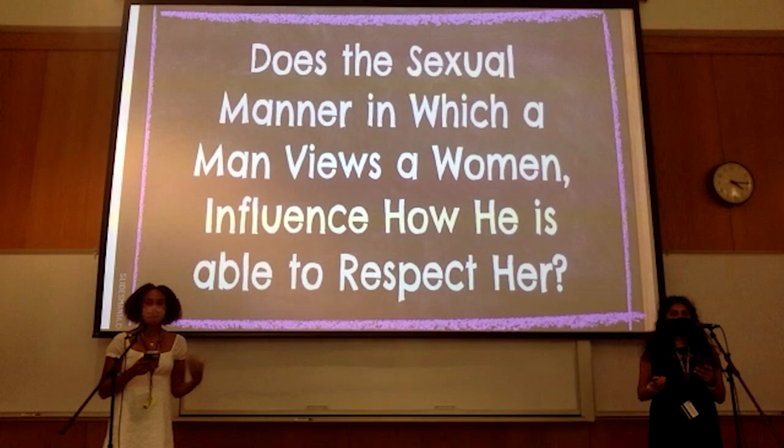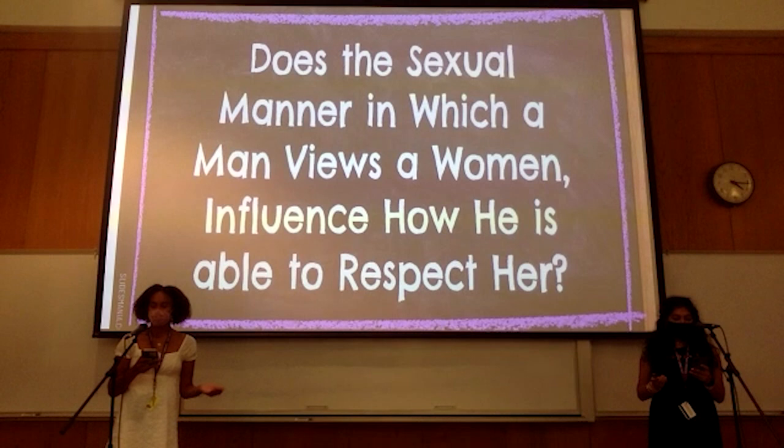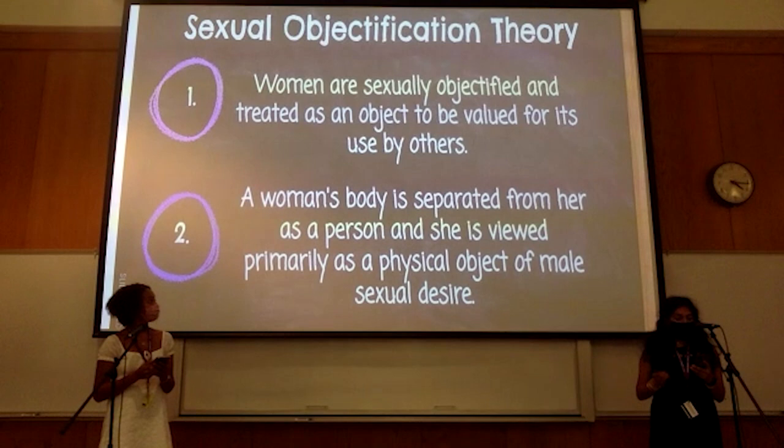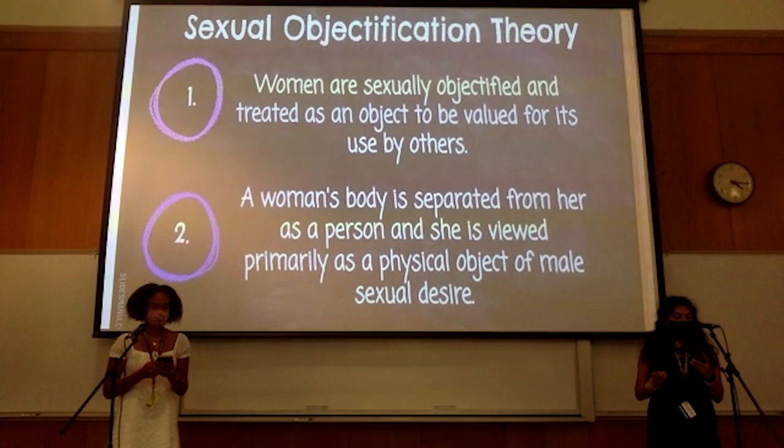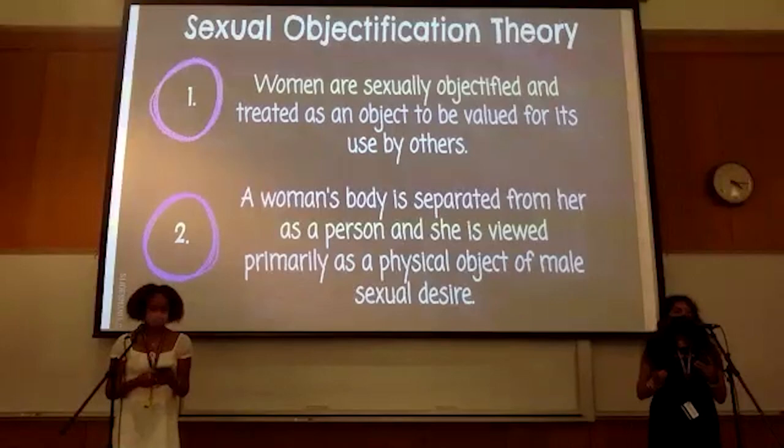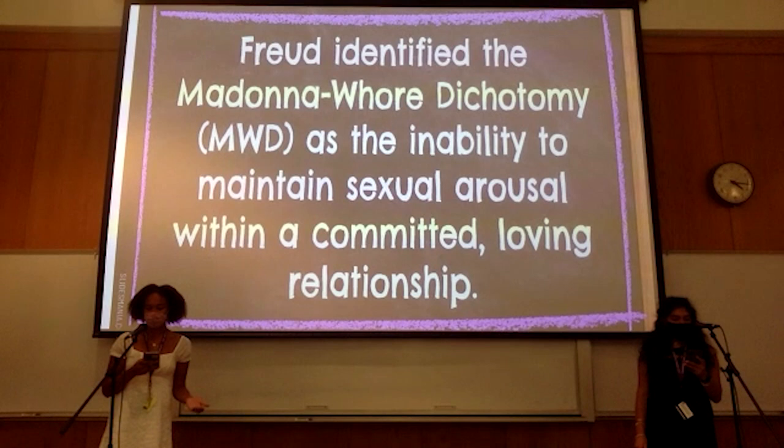Does the sexual manner in which a man views a woman influence how he is able to respect her? So in 1997, Fredrickson and Roberts provided the framework for understanding the sociocultural context that sexually objectifies the female body. In society, many women are sexually objectified and treated as an object valued for its use. Sexual objectification occurs when a woman's body or body parts are singled out and separated from her as a person, and she is viewed primarily as a physical object of male sexual desire. Or to identify a dichotomy called the Madonna whore complex, which is the inability to maintain sexual arousal within a committed relationship.